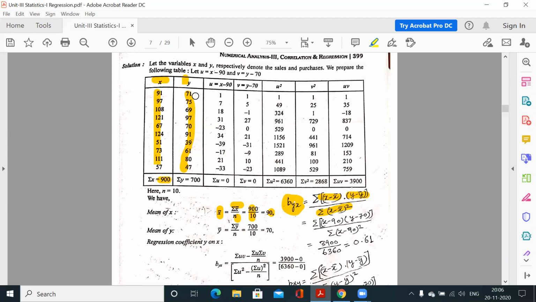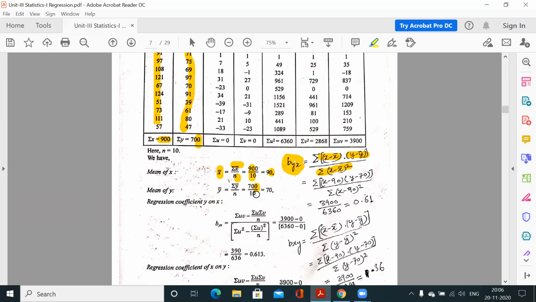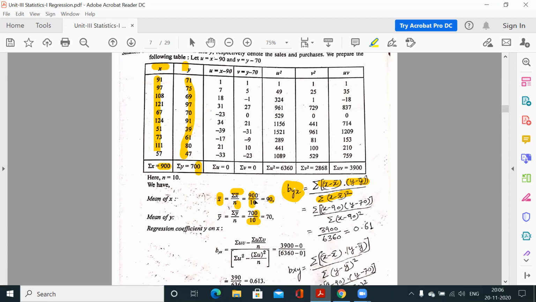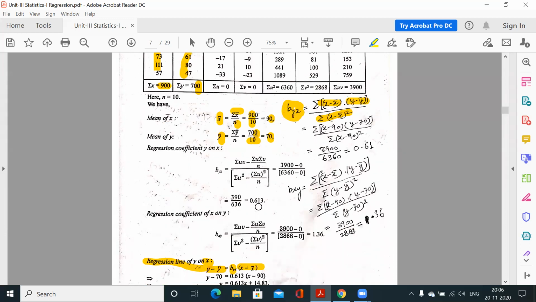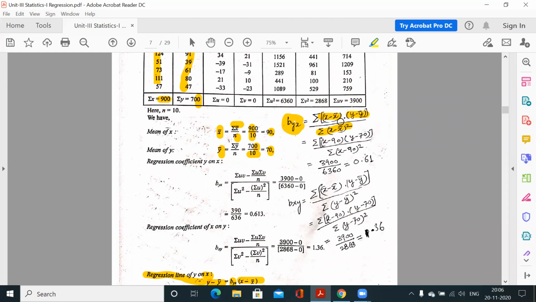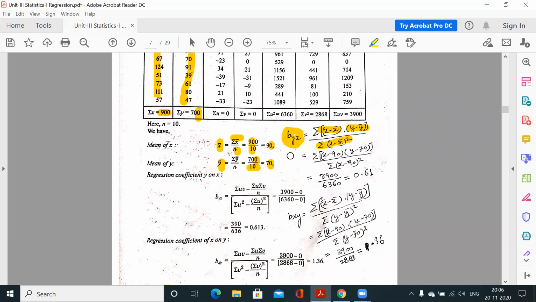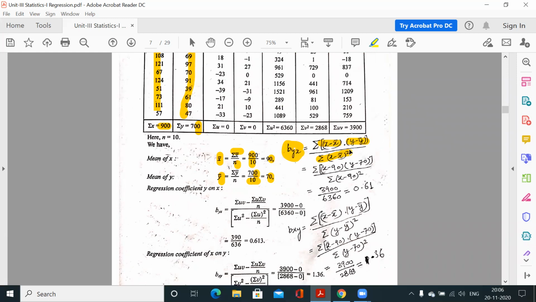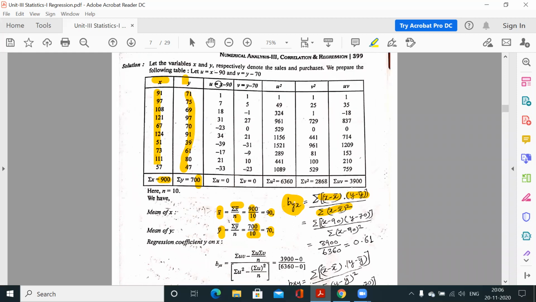Similarly for y data, summing up all the y values gives 700, divided by the total number of observation points. Again we have 10 points, so 700 by 10 is 70. So x bar and y bar are 90 and 70 respectively. Now the only thing left is b y x. For b y x we need these three terms: x minus x bar, y minus y bar, and x minus x bar square. First, x minus x bar.